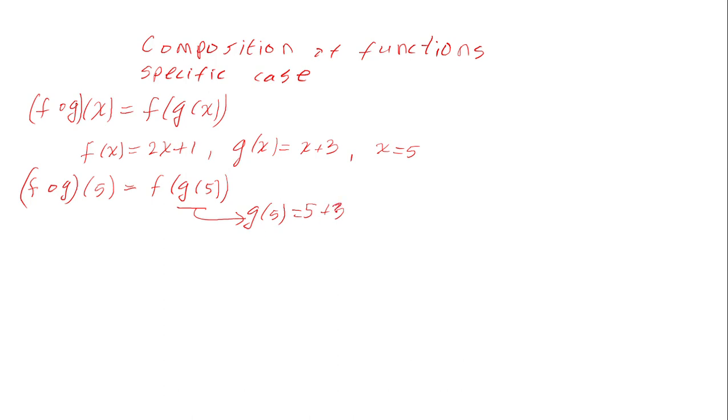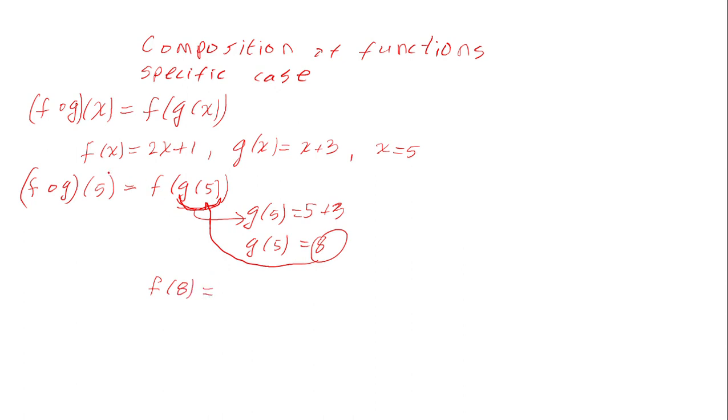So now g of 5 equals 5 plus 3, which is 8. So now we have this value that this whole thing here is equal to, right? Everything inside parentheses is equal to that. Now what we have here is just f of 8, because this whole thing is equal to 8. So this is just f of 8.